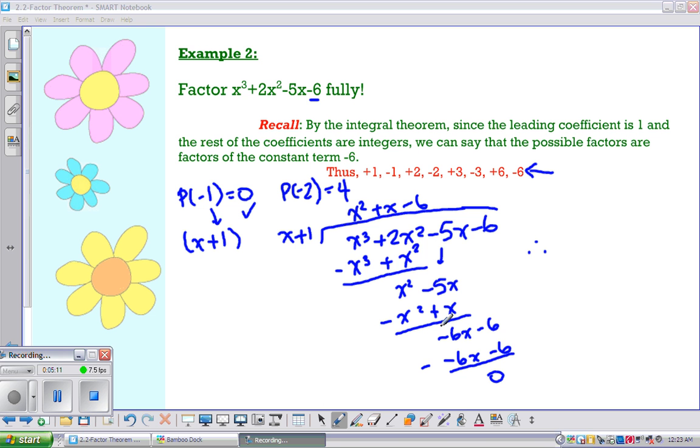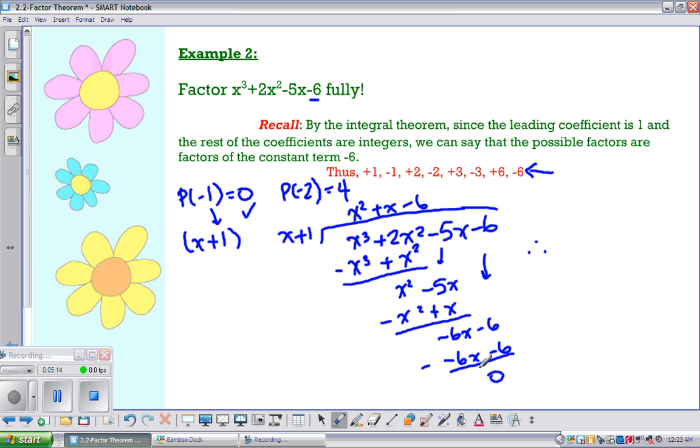And so here you've seen in the process along the way, I factored, got the remainder of 0, which is perfect. And so what we're left with is x plus 1, which we knew was a factor, and we also have x squared plus x minus 6, but we were asked to factor fully. So we want to take this even further.